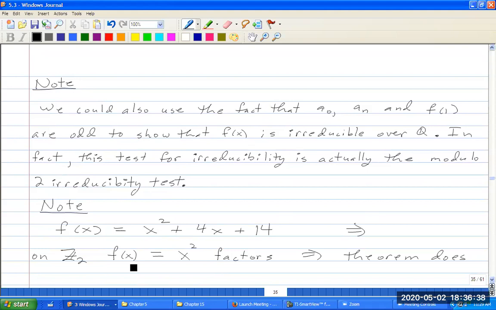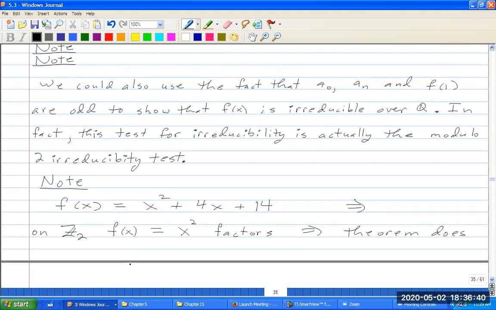Okay, so note the following. If I looked at x squared plus 4x plus 14, notice that it does not factor over the integers. You can't find two whole numbers whose product is 14 and whose sum is 4. So obviously we know that we can't factor this. But if I look at Z2, then this reduces down to x squared, and of course x squared factors as x times x.